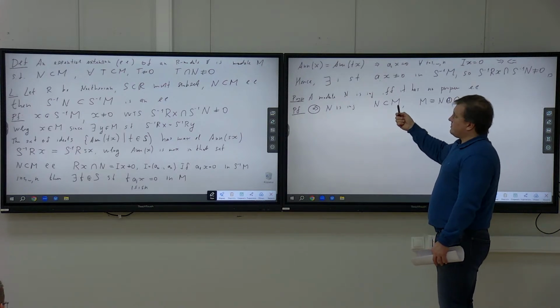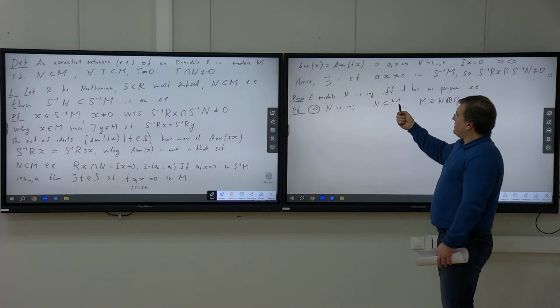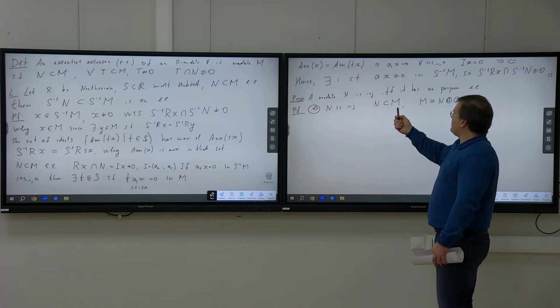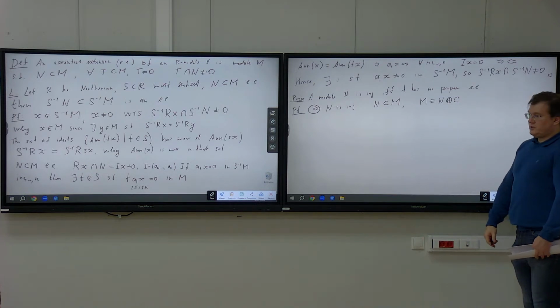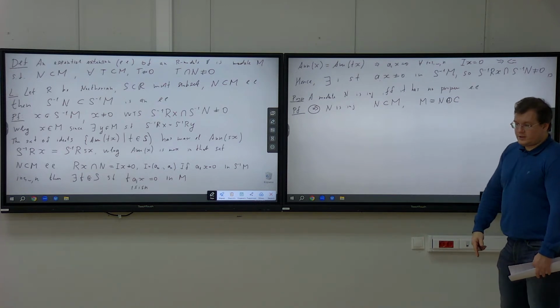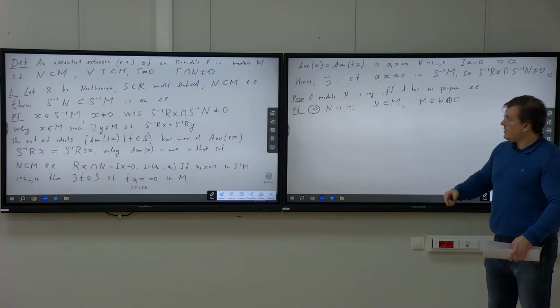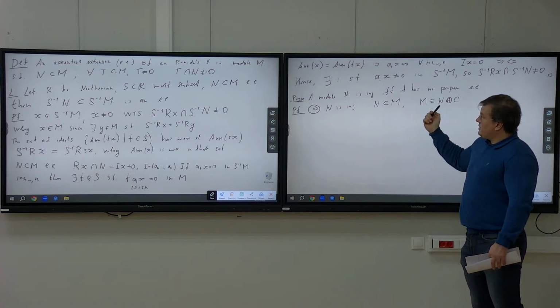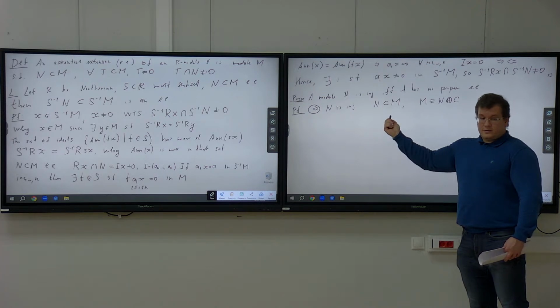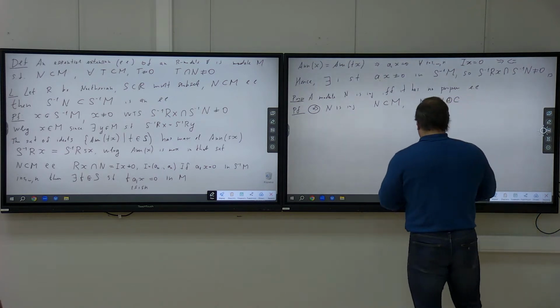I take any extension. I claim that this extension M is necessarily a direct sum of N and some complement C. Well, this is just because N is injective, right? One of the characterizations of injective: if you take a short exact sequence, here it will be N embedded into M, and there is a quotient which is C. This is supposed to be a splitting sequence. So M is isomorphic to a direct sum.